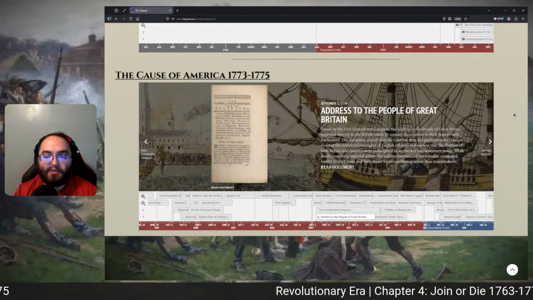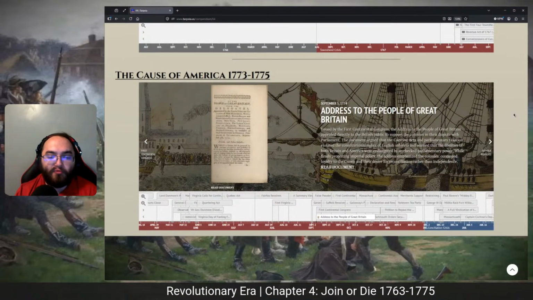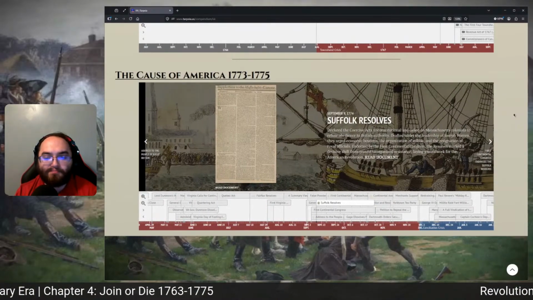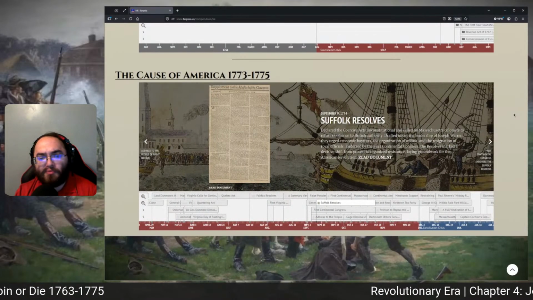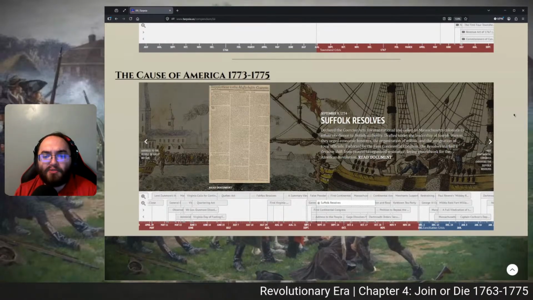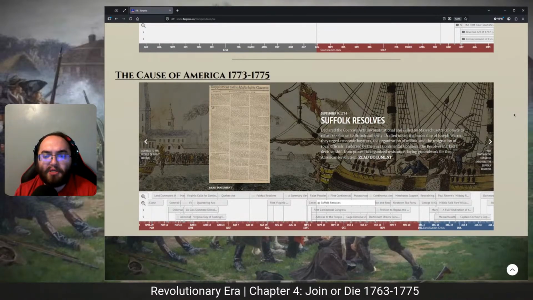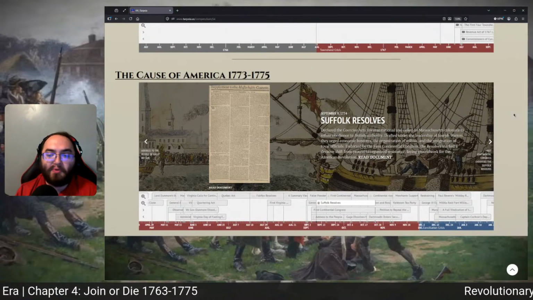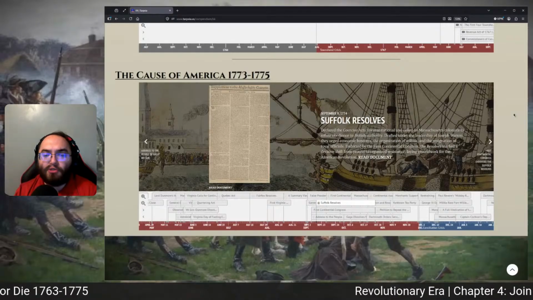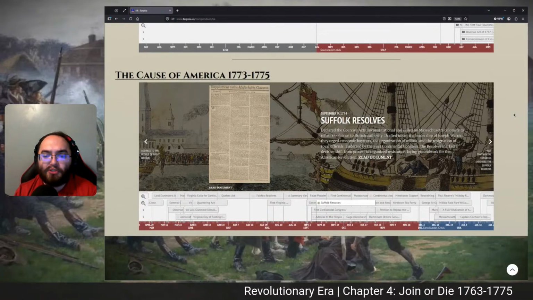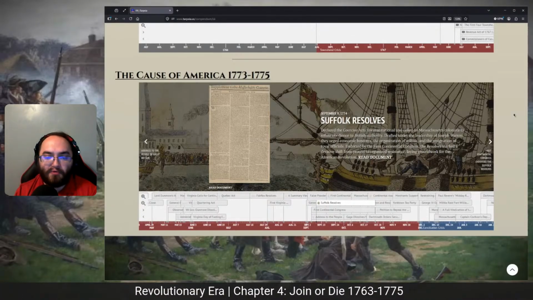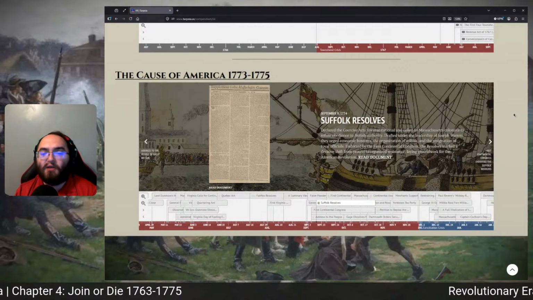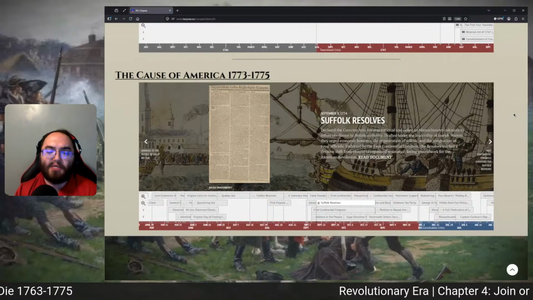And so the address to the people of Great Britain is one of the petitions passed by the First Continental Congress. You have the Suffolk Resolves, which declared that the coercive acts were unconstitutional and called on Massachusetts colonists to refuse obedience to British authority. Drafted under the leadership of Joseph Warren, they urged economic boycotts, the organization of militia, and the resignation of royal officials. Endorsed by the First Continental Congress, the resolves marked a decisive shift from protest to organized resistance, laying groundwork for the American Revolution.